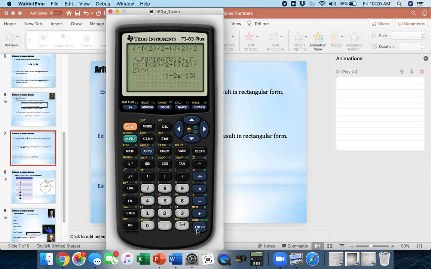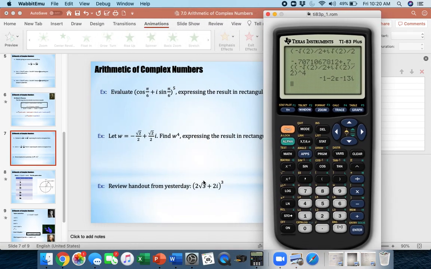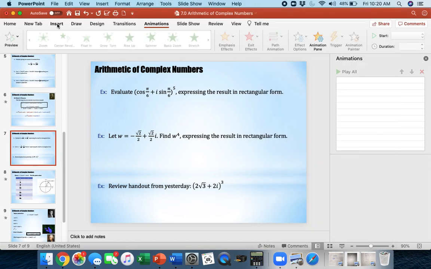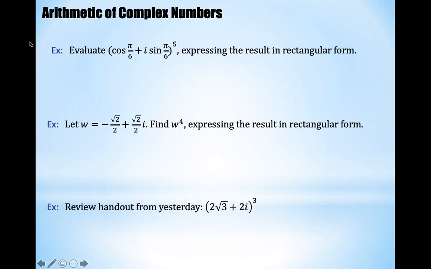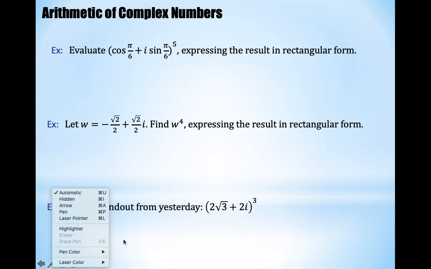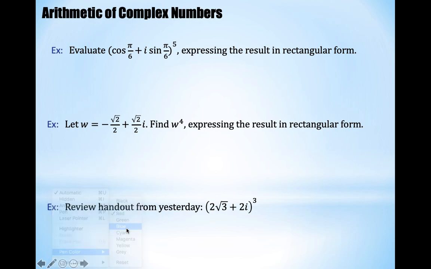Whoa, what the hee-haw? Hey, do you remember this problem from our review handout in the last video? I told you that you would have to multiply it all out, but then I showed you how to put this into your calculator instead of multiplying it all out, because I knew I was going to give you a shortcut today. And if you remember when we used our calculator in the previous lesson, we got 64i using the calculator.